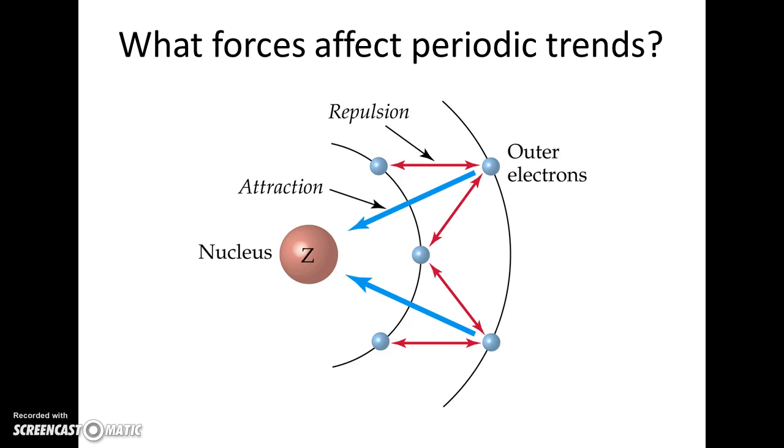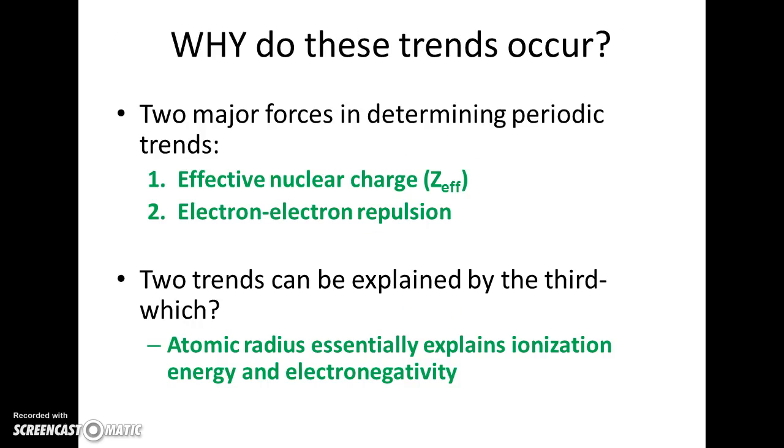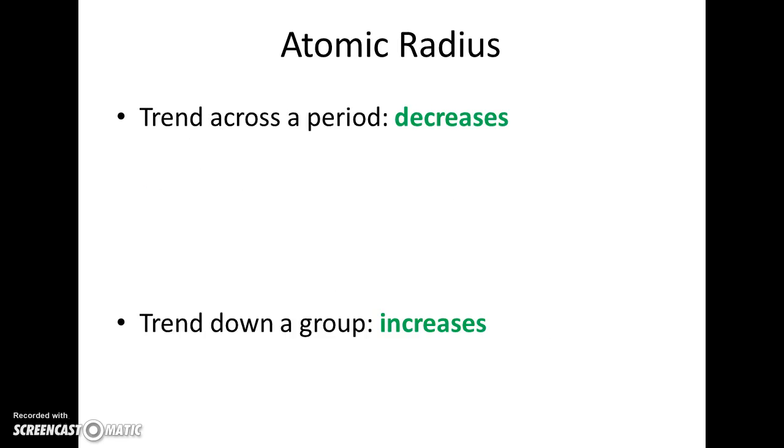There's a couple forces that affect periodic trends, and these are kind of intuitive, right? Electrons are constantly subjected to two opposing forces. They're attracted by the positive charge in the nucleus, and they're repelled by other electrons. So when we look at periodic trends, we're looking at the effective nuclear charge and the electron-electron repulsion. And basically, atomic radius can explain ionization energy and electronegativity, and we'll talk about why that is in class a little bit more.